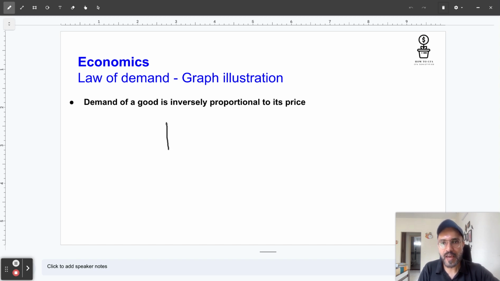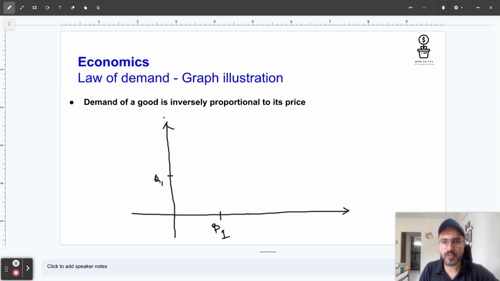So, what did we learn? As per the law of demand, the price of the good is inversely proportional to the quantity of the good demanded, which means if the price is, say, P1, then you would demand a certain quantity Q1. Assume your x axis is quantity and your y axis is price. So, at a certain price you have a certain demand. Say, for example, this is your point number 1.